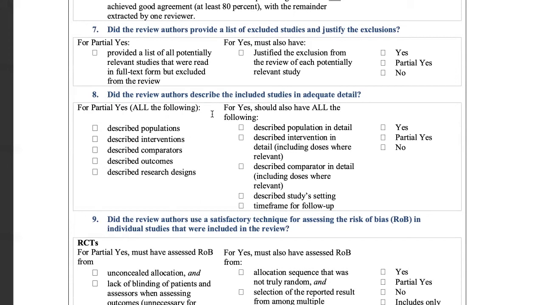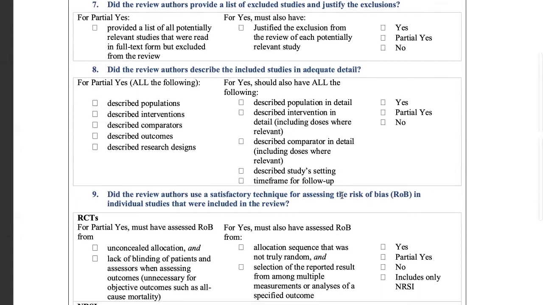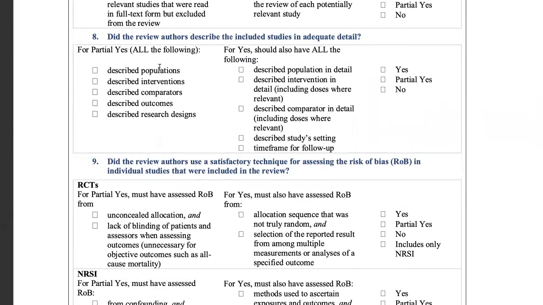And for yes, authors should have also described all this information, but in detail. And also need to describe the time frame for follow-up, and also the study settings. So yeah, I think this is more feasible and it happens more frequently actually. And of course, as you know, if any of these 5 pieces of information is missing, it should be no.